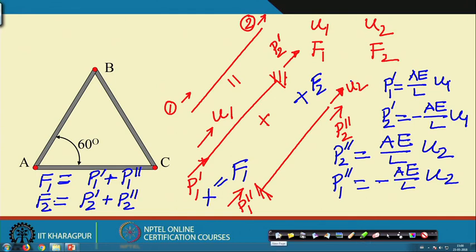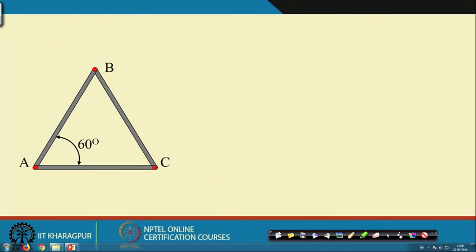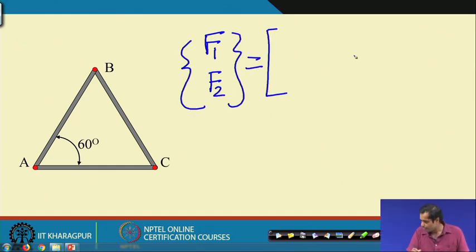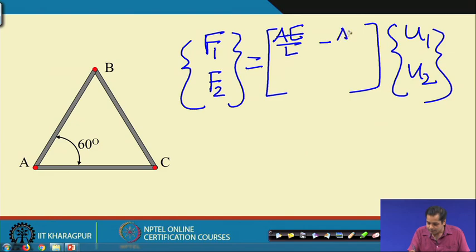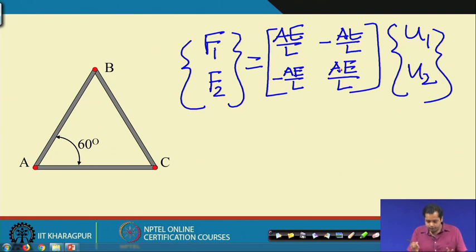then what we get is this. So, let us erase everything. What we get is that F1 and then F2 is equal to the matrix, this is U1 U2, and this we get AE by L, minus AE by L, and then this is also minus AE by L and AE by L.